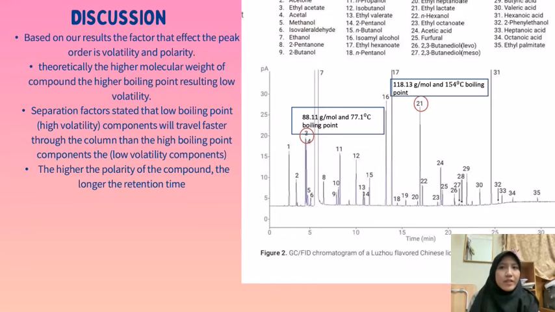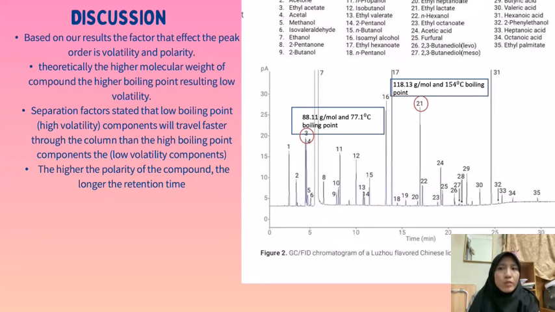Next, there are several factors that can influence the separation in gas chromatography, which are volatility of the compound, polarity of the compound, column temperature, flow rate of the gas through the column, and the length of the column. However, in our result, the factors that affect the peak order are volatility and polarity.